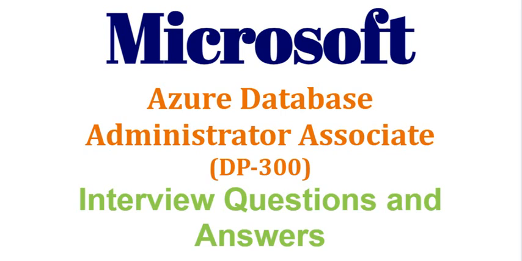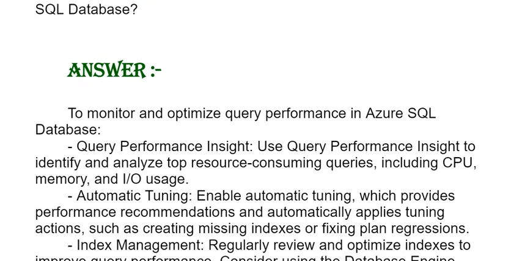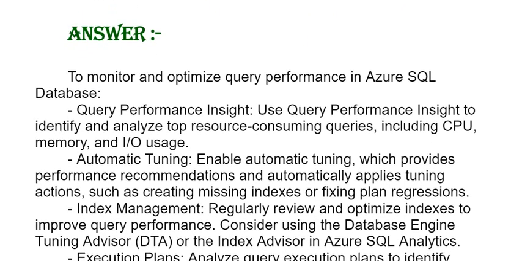The question is, how do you monitor and optimize query performance in Azure SQL database? Your answer should be, to monitor and optimize query performance in Azure SQL database: First one is Query Performance Insight. Use Query Performance Insight to identify and analyze top resource consuming queries, including CPU, memory, and I/O usage.